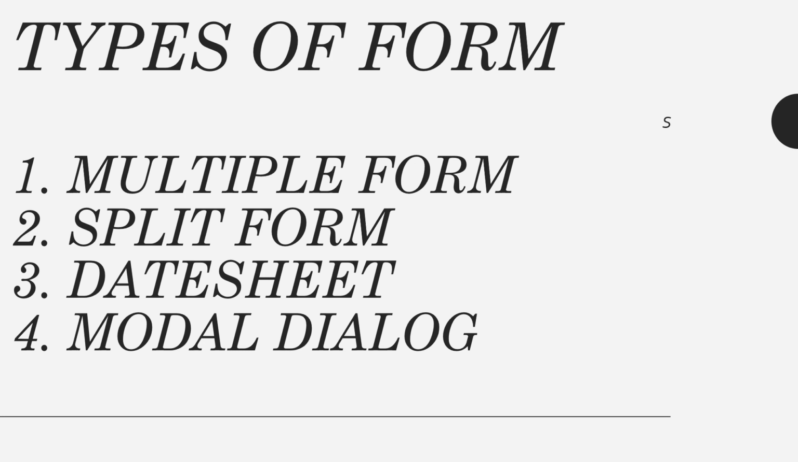Split form is divided into two parts. The top part has the form, and the bottom part has the records, that is the datasheet view. The third type, the datasheet form, will have only the datasheet, meaning the form of records. And the fourth is modal dialog. Here a dialog box will appear in form mode. So this way today we have discussed MS Access. Thank you.